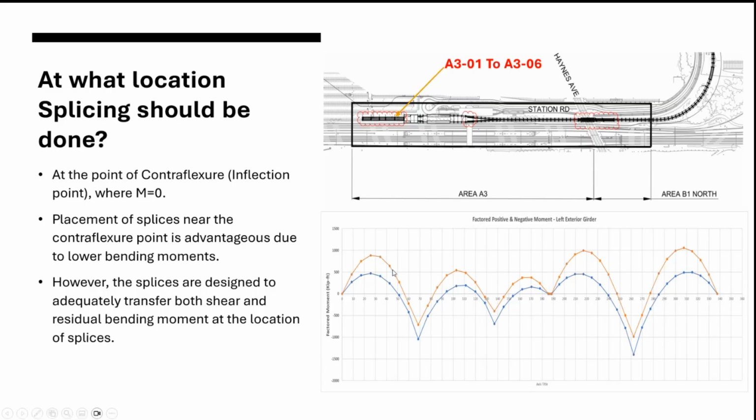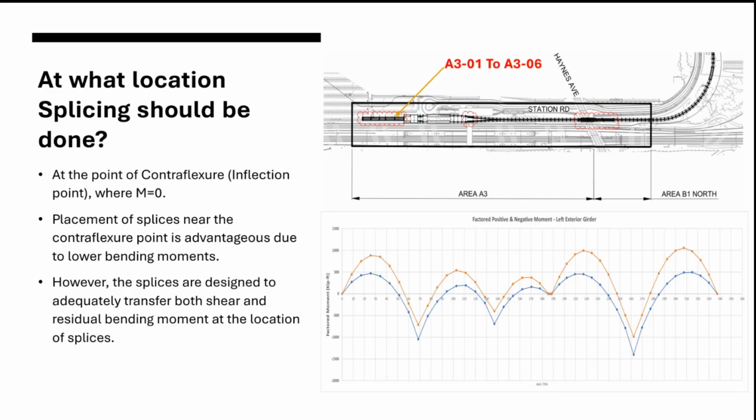The first one is the combination. The first one is the positive factored moment, and the second one is the negative factored moment. We calculated throughout the span, which was around 337 feet in length, how the moment is changing along the section. Yeah, that is how it is, correct.